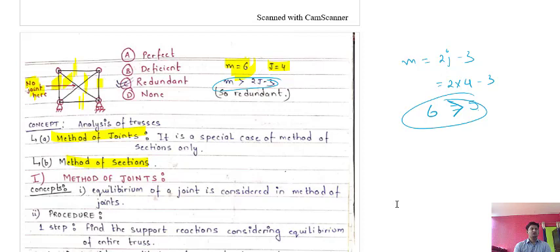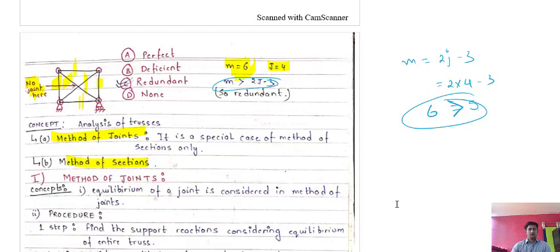The name also defines the method. When we talk about the method of joints, we will be dealing with the joints and making an equilibrium at the joint. When we talk about the method of sections, we need to cut a section at that point. I will tell you how to go with these methods, what the steps involved in the method of joints are, and what the steps involved in the method of sections are.